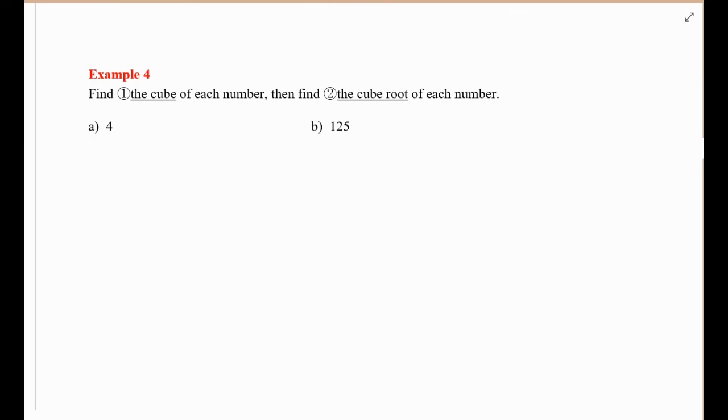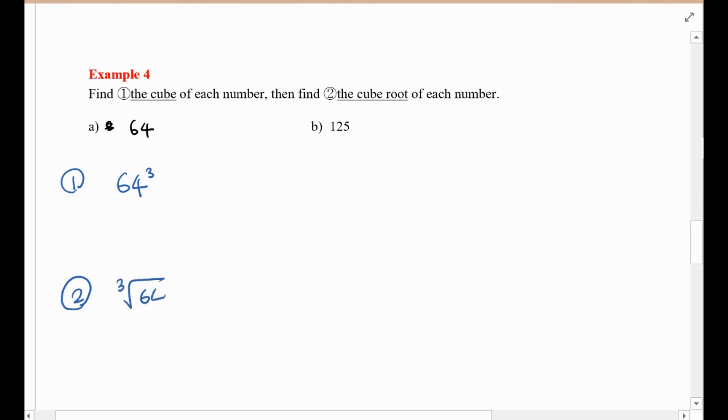Example 4. Find the cube of each number, then find the cube root of each number. So here's a typo. I want you to fix it to 64. Alright? So number 1, the cube of each number. So you have to cube it. Cube of 64. So using your calculator, evaluate it. Number 2, cube root of each number. Again, you have to think about one number you have to multiply 3 times to make 64.